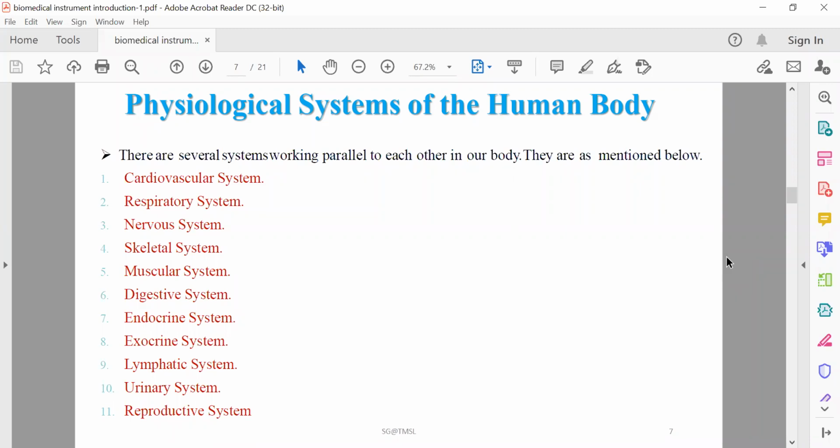Besides filtering and eliminating waste from the body, the urinary system also maintains the homeostasis of water, ions, pH level, and blood pressure, and it also helps the red blood cells. Then the reproductive system.